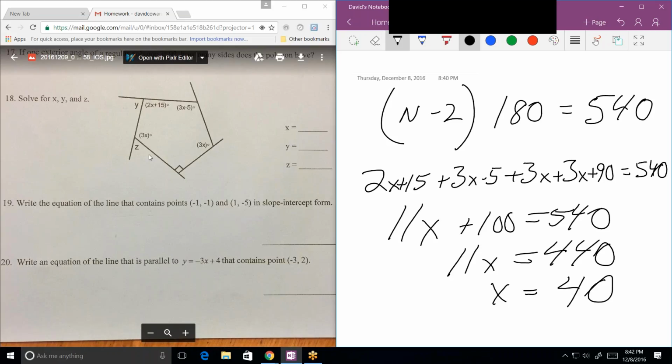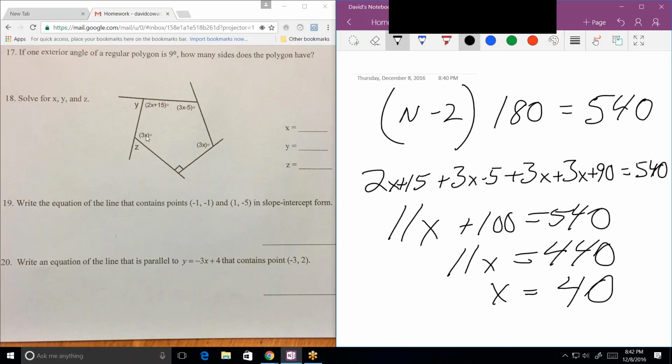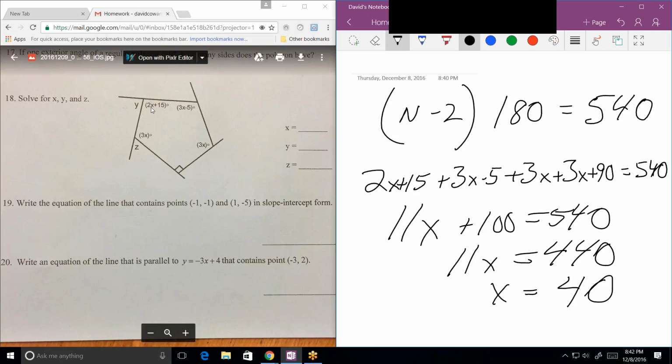Okay. So that means this angle is 120. That angle is 120, and so forth and so on. But they didn't really ask what those angles were. They just wanted you to solve for X, Y, and Z. So what's Y?